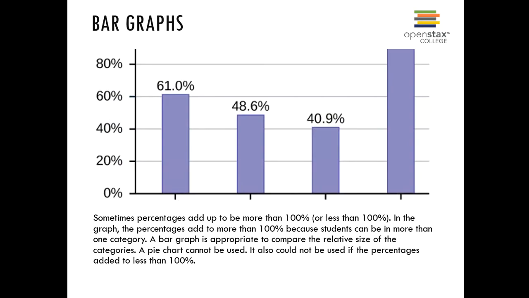Now here's a bar graph. Okay, and sometimes they'll add up to more than 100% or less. So you need to be careful when you look at these. So if you have ones that are more than 100%, you can't use a pie chart. But with bar graphs we have a little bit more leniency, especially when you're dealing with certain kinds of categories.